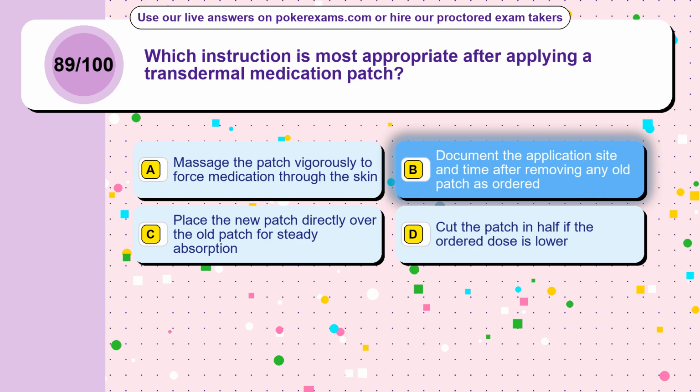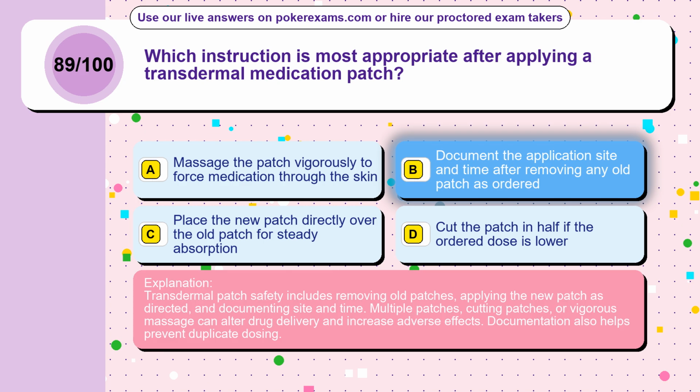The correct answer is option B, document the application site and time after removing any old patches ordered. Transdermal patch safety includes removing old patches, applying the new patches as directed, and documenting site and time. Multiple patches, cutting patches, or vigorous massage can alter drug delivery and increase adverse effects. Documentation also helps prevent duplicate dosing.